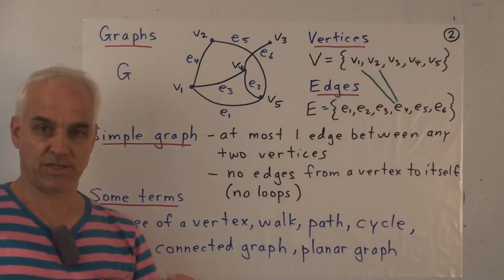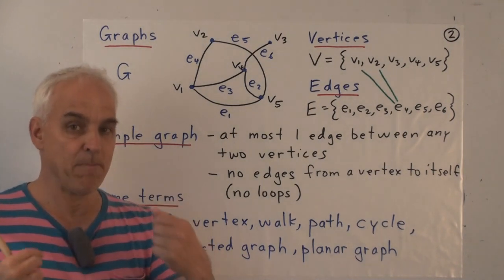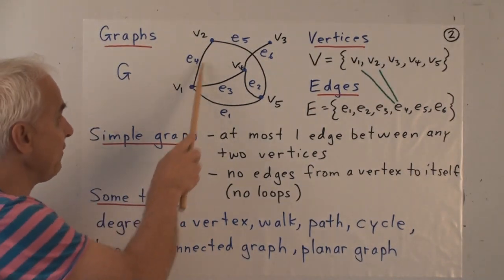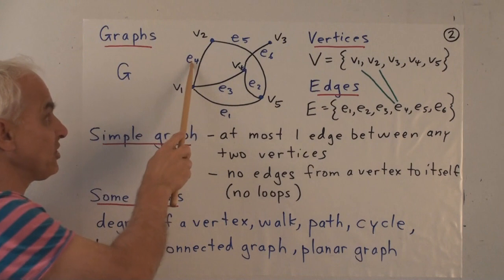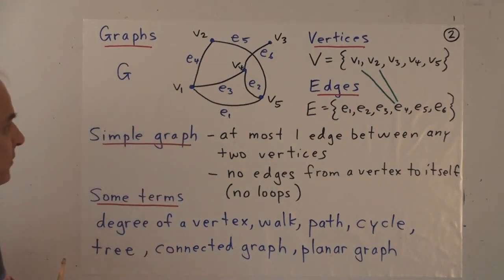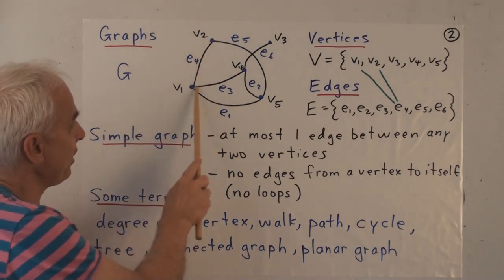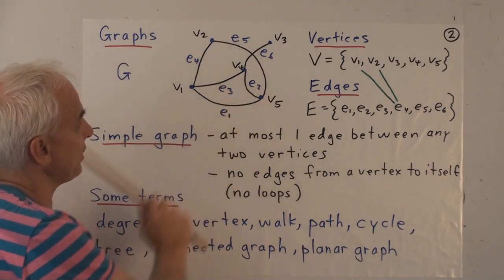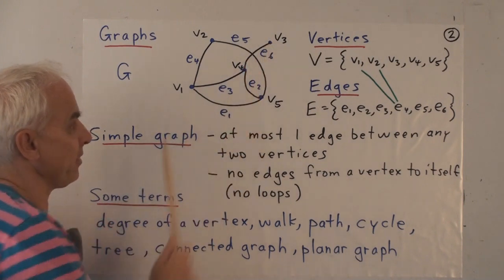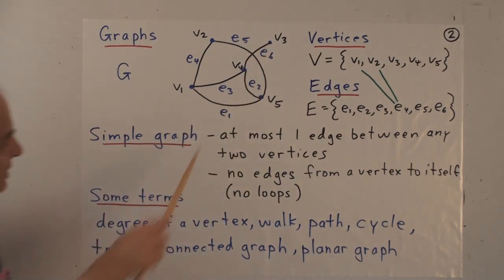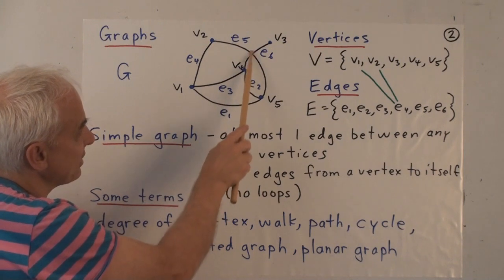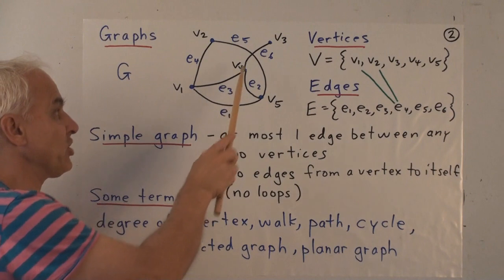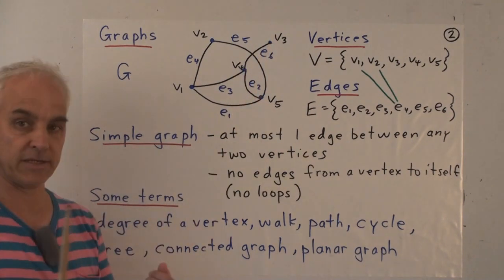And then there are also edges. Between some pairs of vertices there are edges. For example, there's an edge between V1 and V2, and that edge happens to have the name E4. So we have E4 from here to here, E3 from here to here, E1 from here to here, E2 from here to here, E5 from V2 to V5, and E6 from here to here. Notice that there's a crossing here, but that crossing doesn't represent a new vertex. It's just a way of representing the relation that V4 and V3 are connected by an edge.